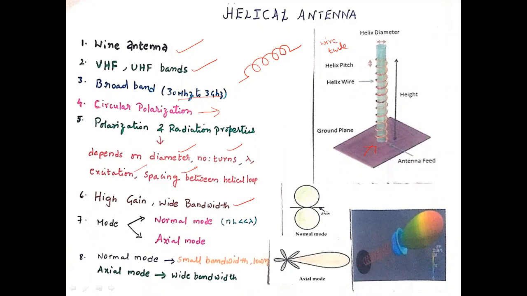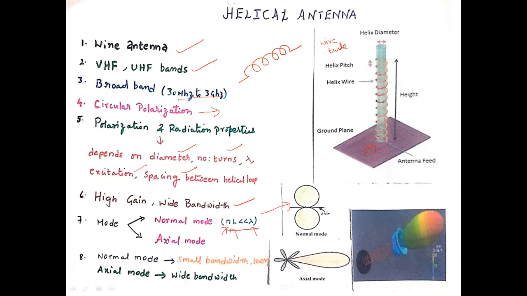This antenna is operated basically in two modes, normal mode and axial mode. The normal mode applies whenever we go for the smaller helix case, that is NL less than lambda. That means the length of the helix is very small. N is the number of turns and L is the length of the helix. Lambda is the operating wavelength. Whenever the size of the helix is very small compared to this wavelength, it leads to the normal mode of radiation, and this is shown in this figure.